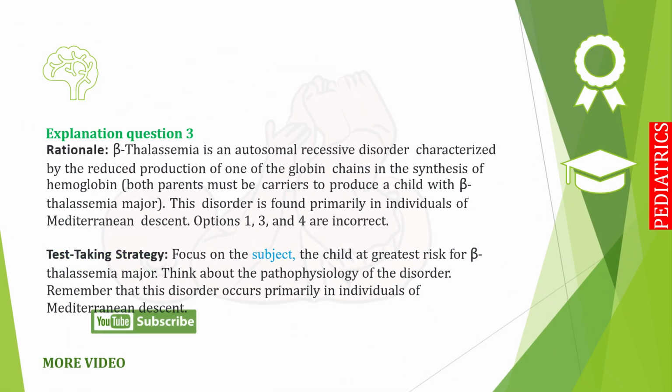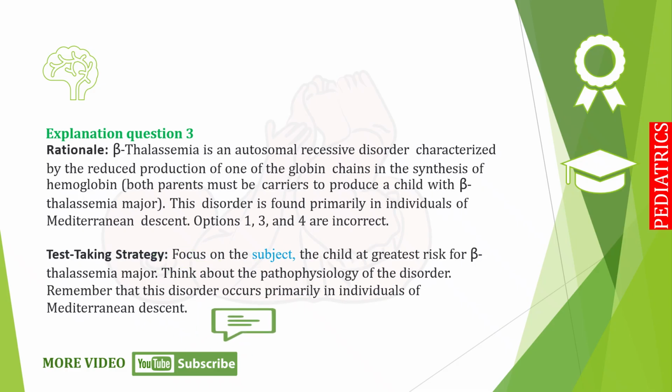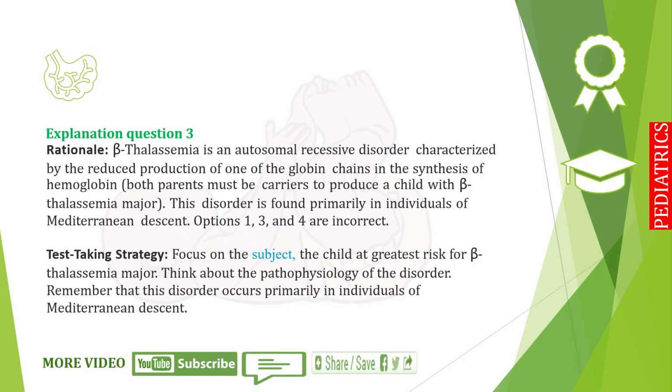Explanation. Question 3. Rationale. Beta thalassemia is an autosomal recessive disorder characterized by the reduced production of one of the globin chains in the synthesis of hemoglobin. Both parents must be carriers to produce a child with beta thalassemia major. This disorder is found primarily in individuals of Mediterranean descent. Options 1, 3, and 4 are incorrect.